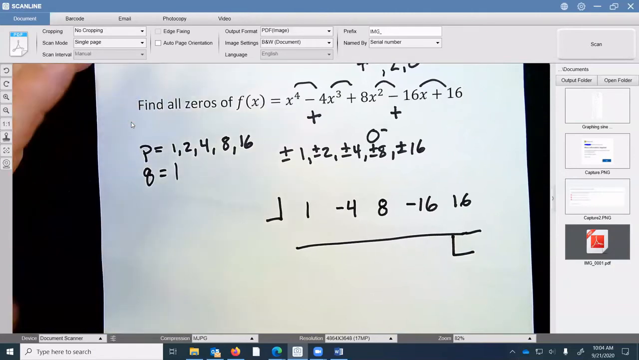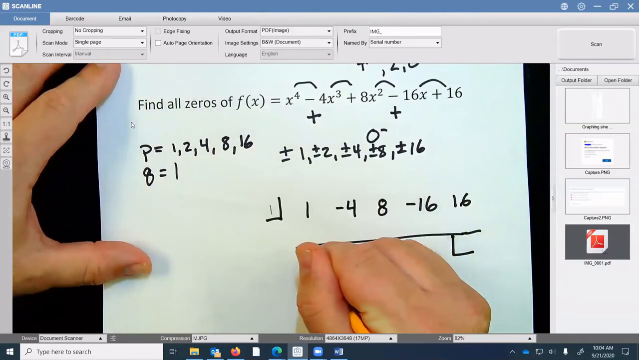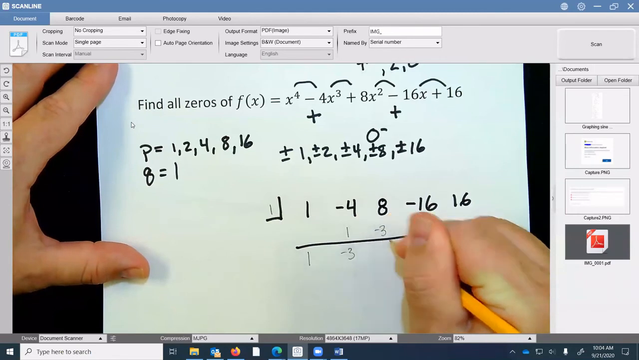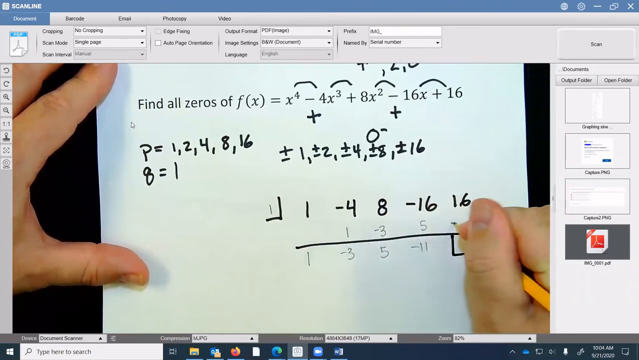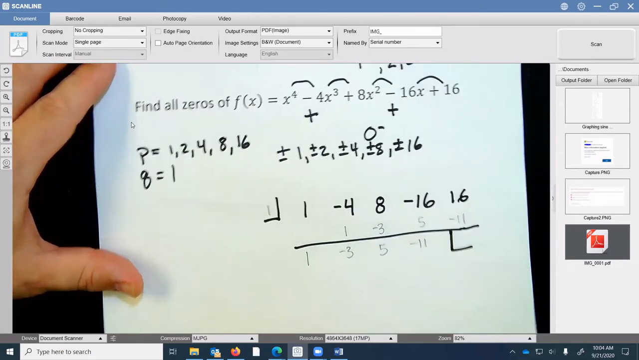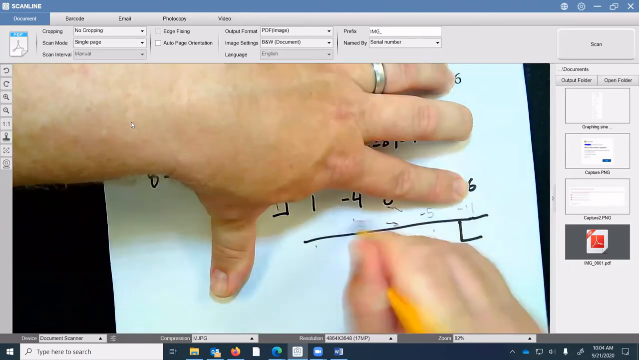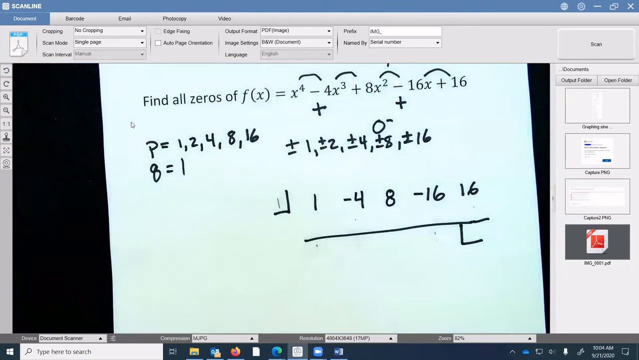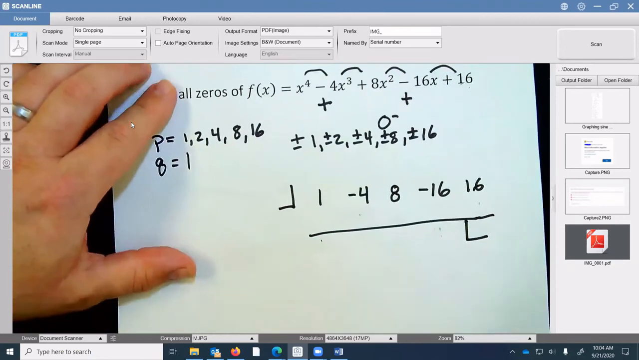Like, okay, let's try 1. So 1, 1, -3, -3, 5, 5, -11, -11. That didn't work, right? Okay, so I know 1 isn't one of my options. So that's why I do it in pencil, so I don't have to write the whole thing down again.